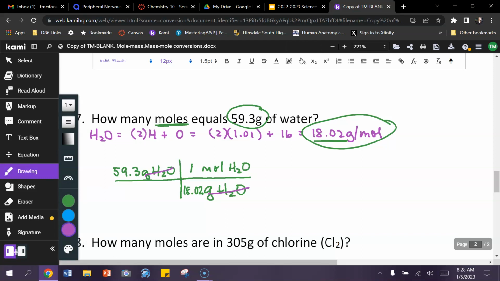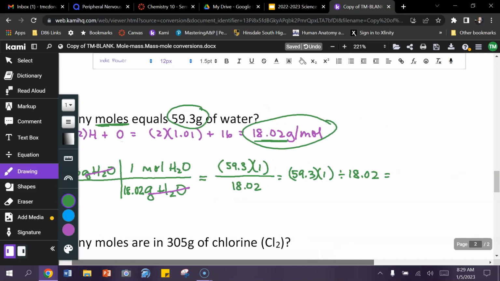Cross out the units that we have in the problem. And now we're going to multiply the numbers across the top. So now we have 59.3 times 1, and we divide by the number that's at the bottom, divided by 18.02. So when you plug this into your calculator, you would multiply 59.3 times 1, and then we would divide it by 18.02.